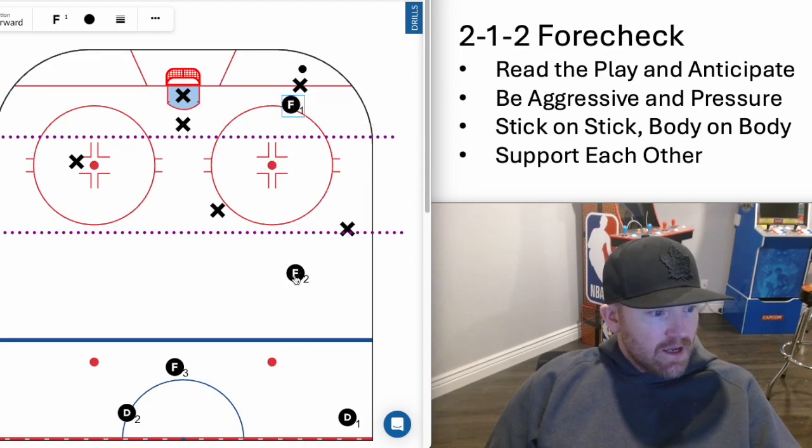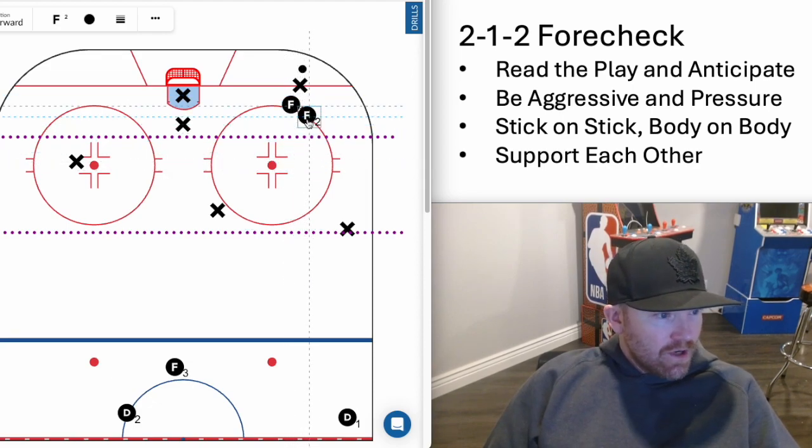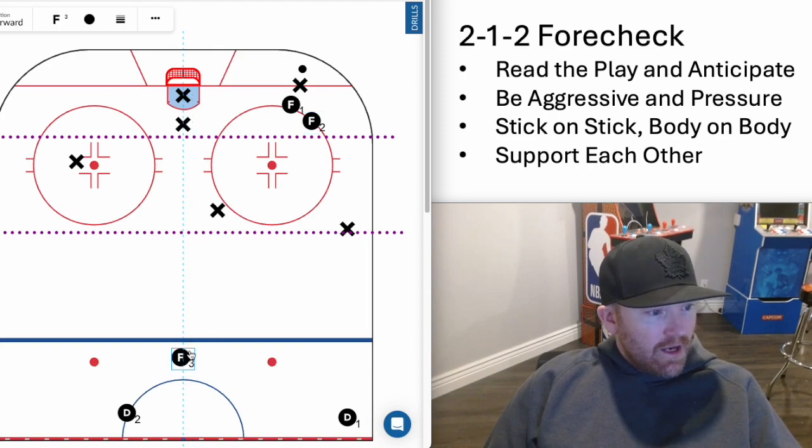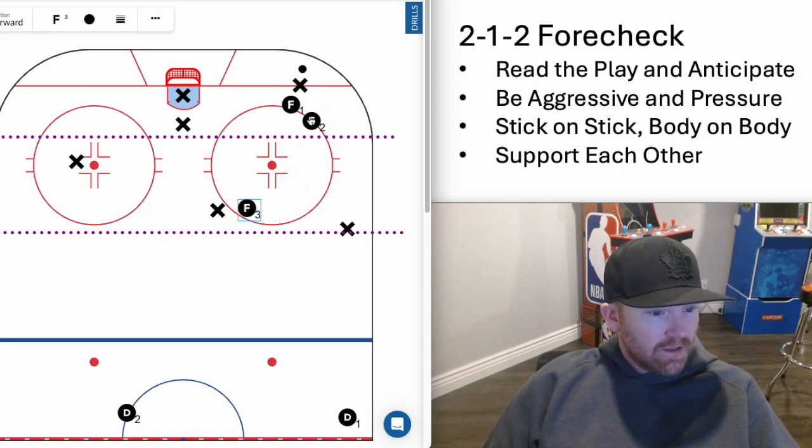F1's attacking, F2's yelling F2, they're supporting, and F3 is coming in and saying F3, and they're going to become the hawk. They're anticipating, seeing that these two forwards are in deep, and making sure that we're going to take away the middle of the ice. So they're staying in the middle, what we call the high slot, and they're acting like the hawk. They're watching, reading, and trying to anticipate the play.